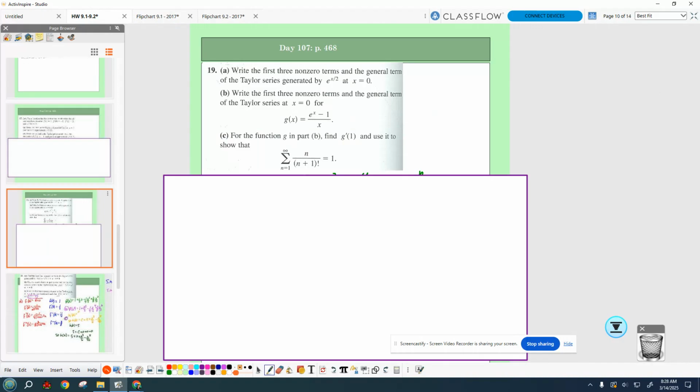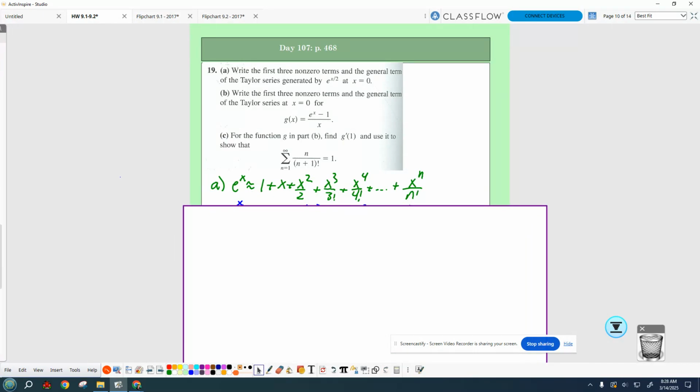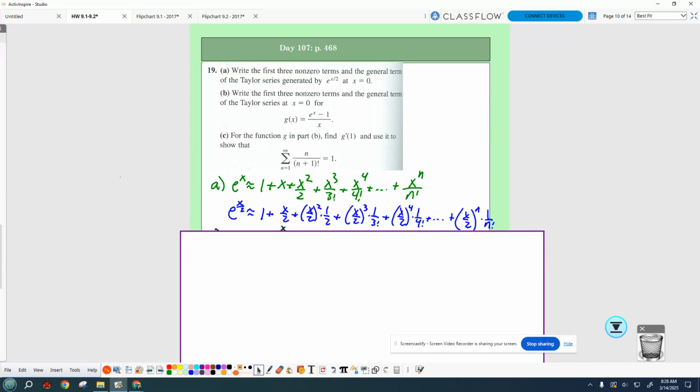Like 19A I could do. I just want to make sure. The way I did 19A, instead of e to the x, I was going to have x over 2 in each of those. Yeah, for A. Alright.